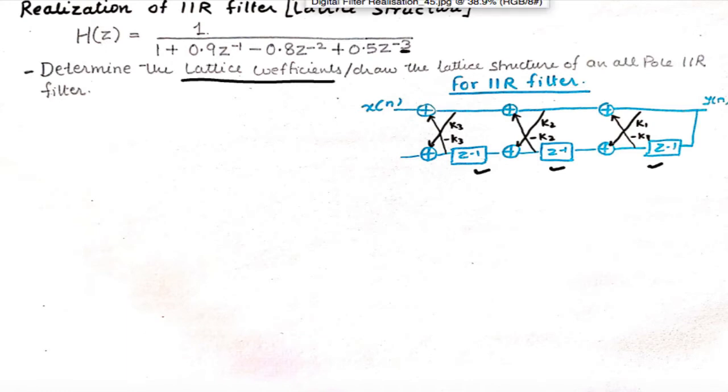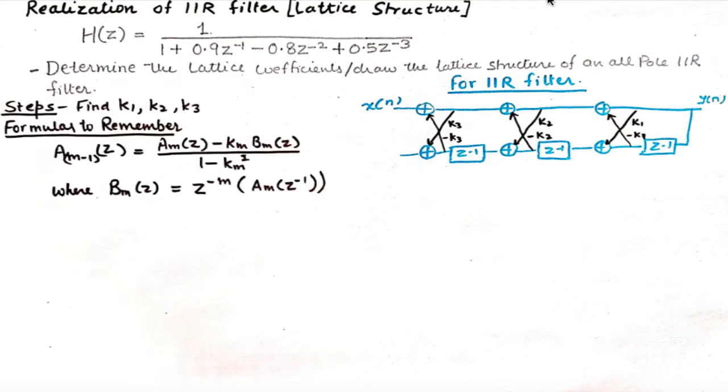So let's see how you find out these lattice coefficients. You need to remember this formula, that A of m minus 1 of z is equivalent to A of m z minus Km B of m z upon 1 minus Km square, and B m z is z to the power minus m, A m z inverse. So these two formulas are needed to be remembered to find coefficients.